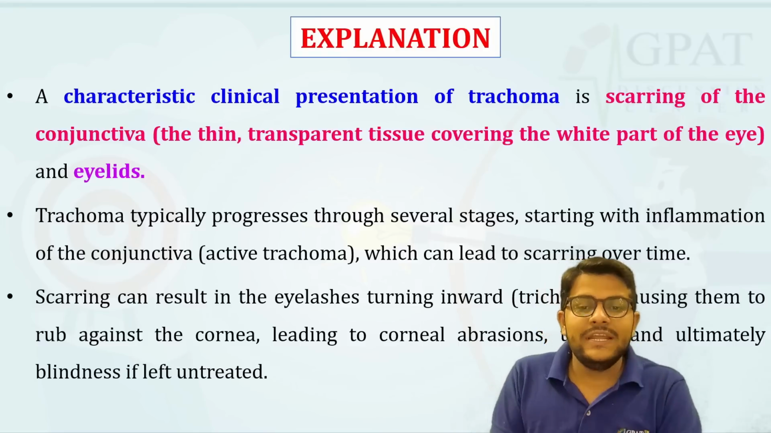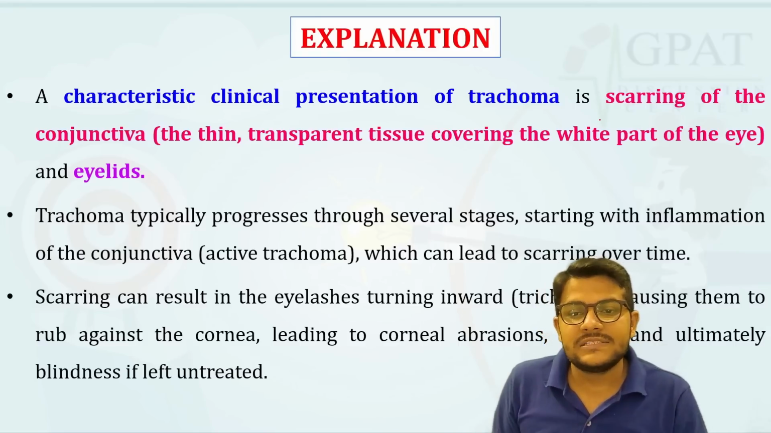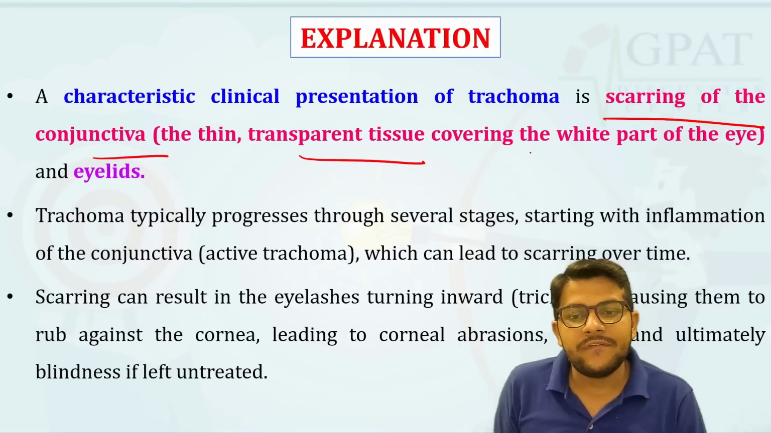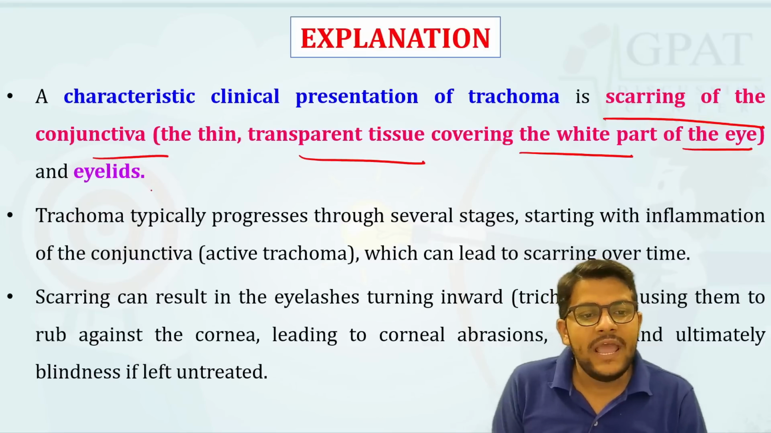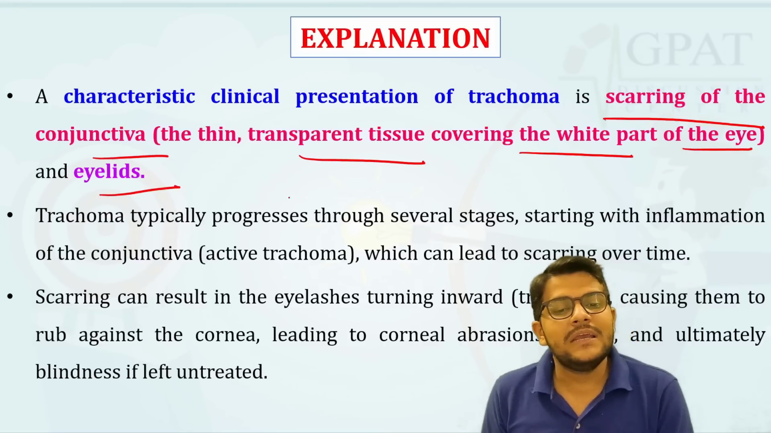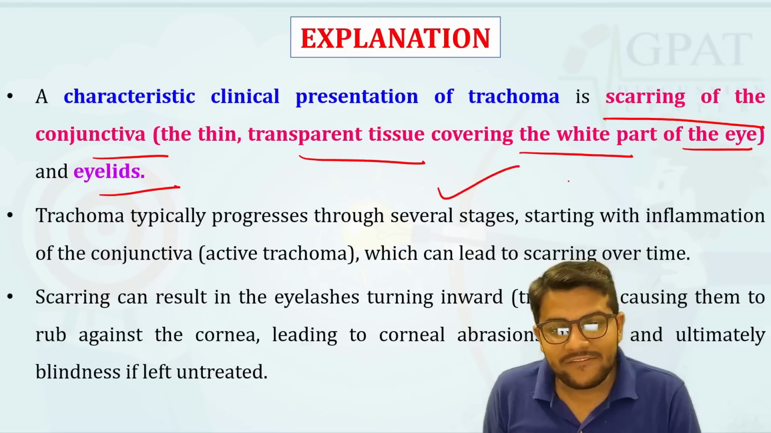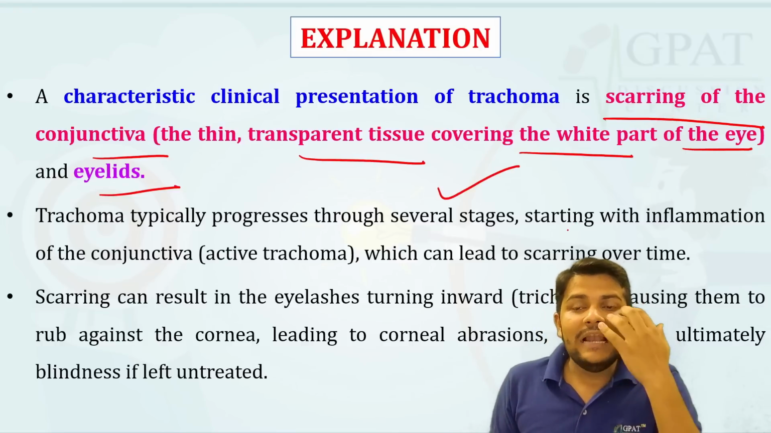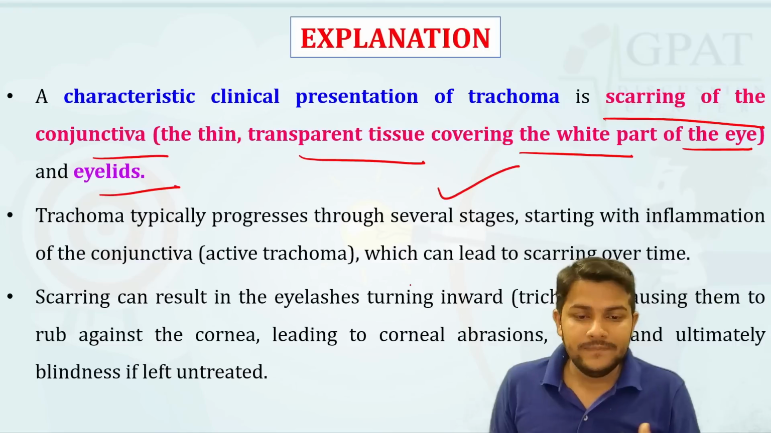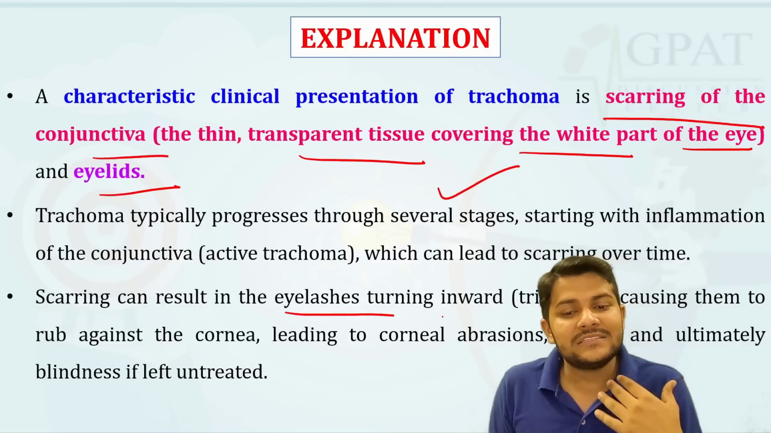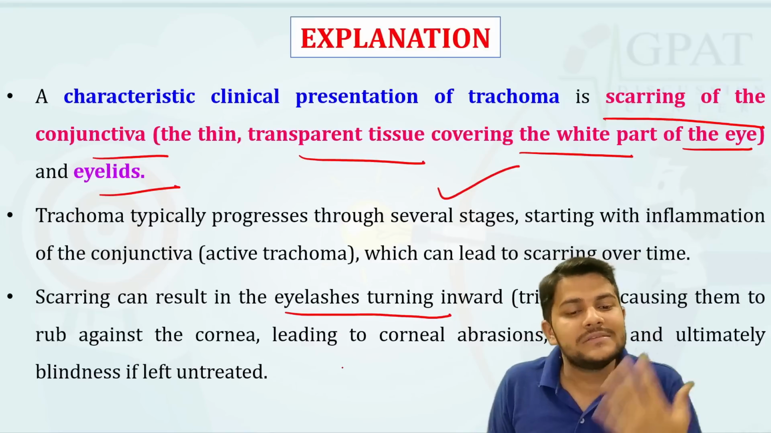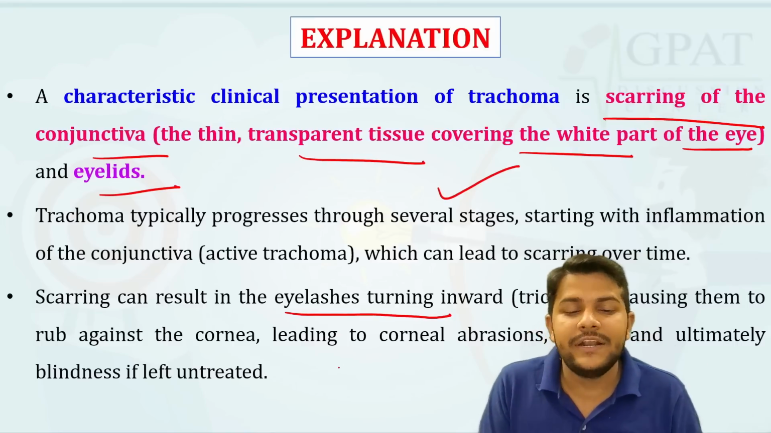So the clinical presentation of trachoma is scarring of the conjunctiva, the thin transparent tissue covering the white part of the eyes, and the eyelids. Typically it progresses through several stages, starting from inflammation of the conjunctiva and leading to scarring over time. The eyelids turn inward and cause them to rub the cornea, which leads to corneal abrasion, ulcer and ultimately blindness if it is untreated.